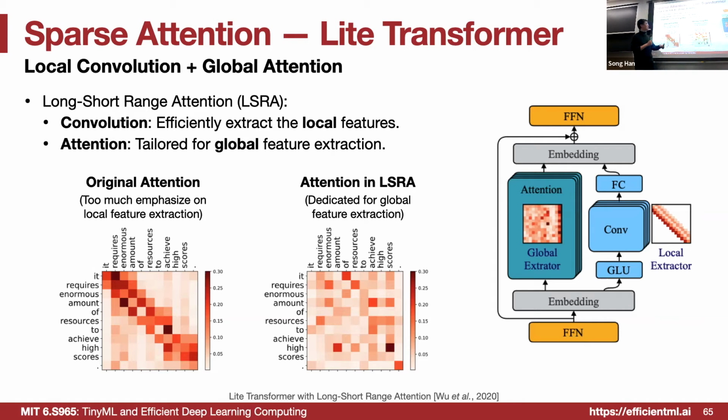So why not just use convolution to model such window attention and use the transformer to only model the global information, right? Using that, we propose this long-short range attention, using convolution to efficiently extract those local features and attention to specialize in extracting the global features. So this is the global feature extractor, the attention mechanism. This is the local feature extractor using convolution. And for each layer, we have these two branches. They are going to be concatenated together in the end.